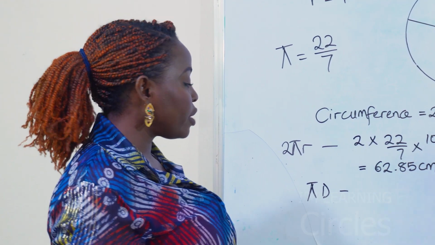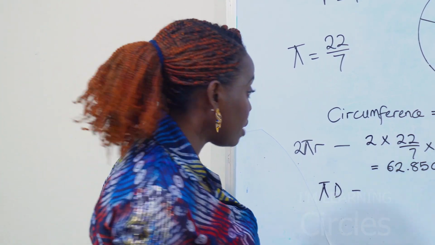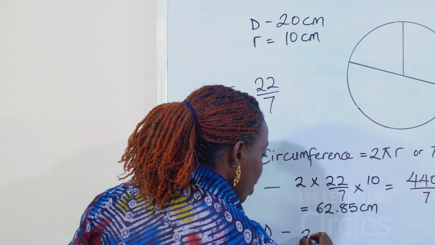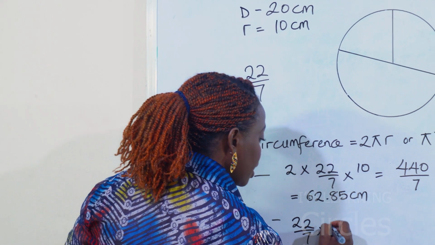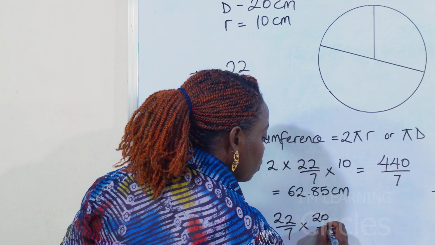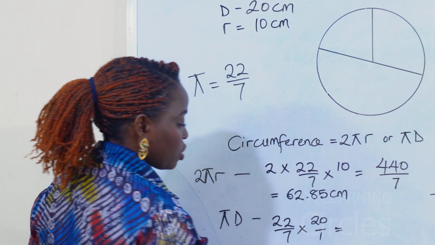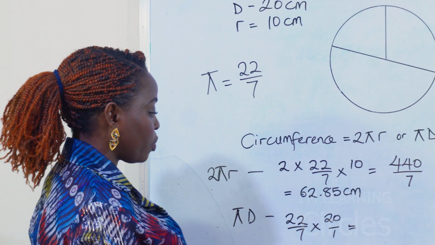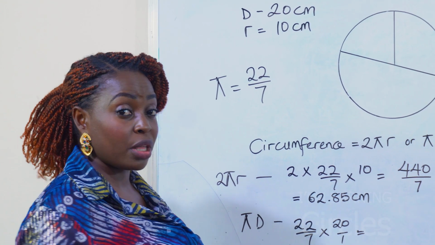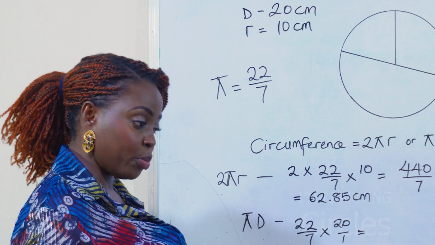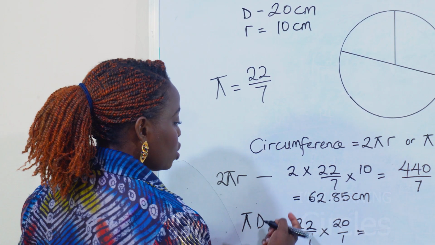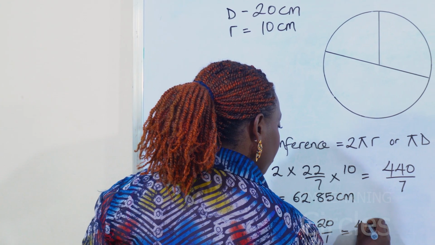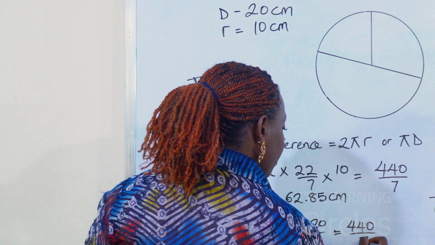Now let's try it using pi d, which is pi times diameter. Now remember, we're given the diameter as 20 centimeters. So pi, 22 over 7, times 20 over 1. Now, by the time we do this multiplication, we're not able to reduce because we have 7 at the bottom and 20 at the top there and 22 at the top there. There's no number that can divide a number on top and a number at the bottom. So we multiply. 20 times 22 is 440 over 7.